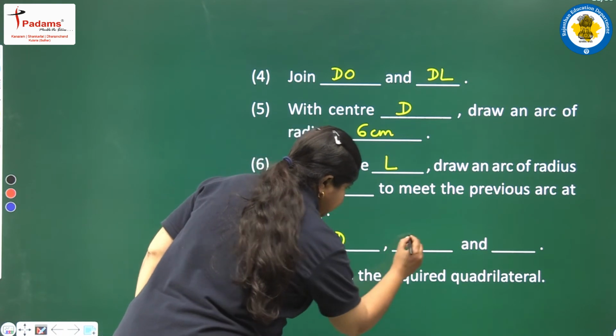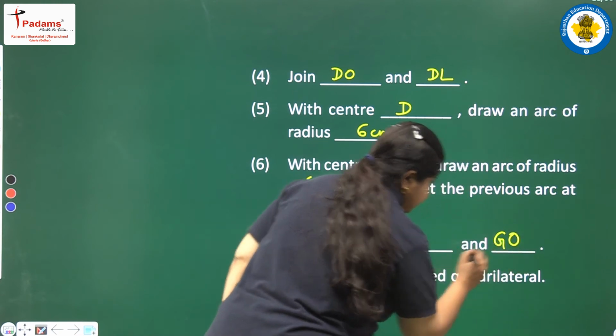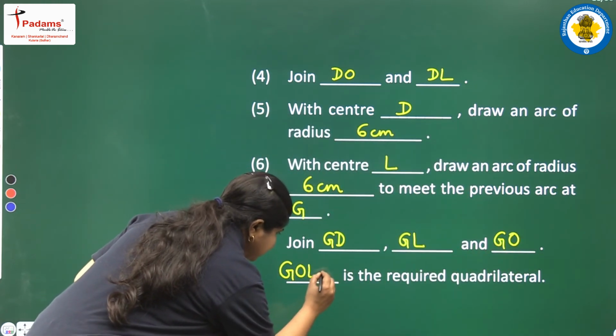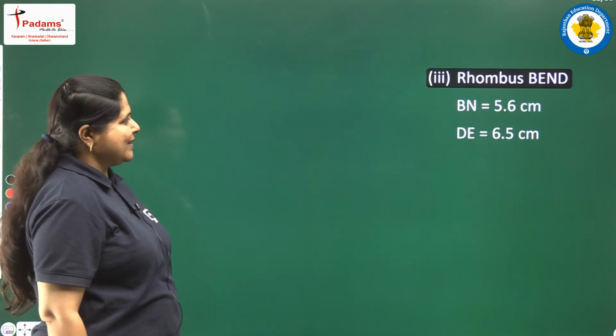GD, GL and GO. In this way we get GOLD as the required quadrilateral.